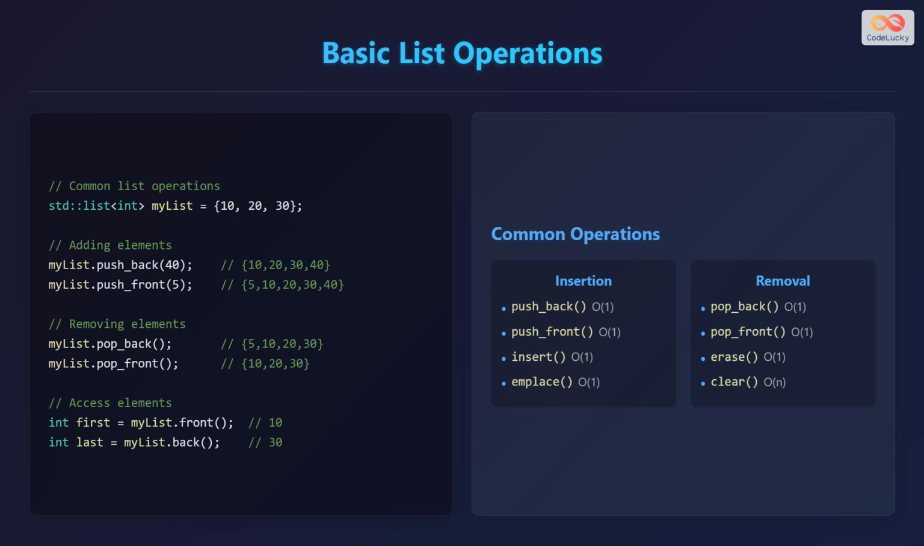Similarly, we use the back function to get the last element. int last = mylist.back(), which assigns the value 30 to the variable last. Some common operations are as follows. For insertion, push_back has a time complexity of order 1, or O(1). Push_front also has a time complexity of order 1. Insert has a time complexity of order 1. Emplace has a time complexity of order 1.